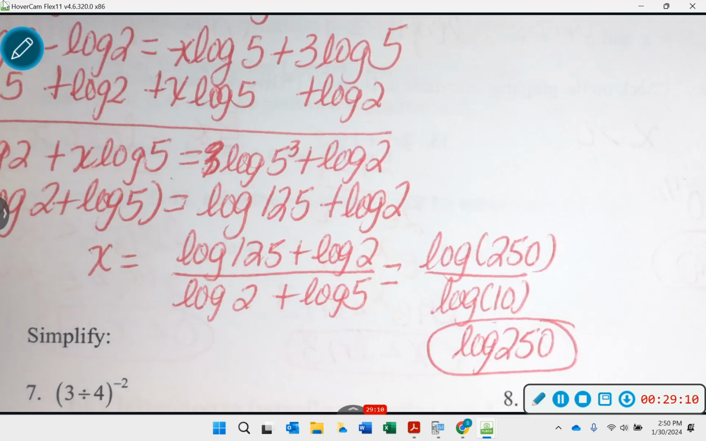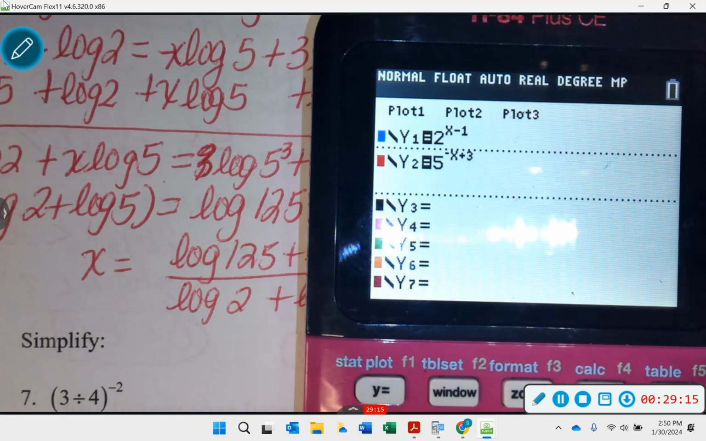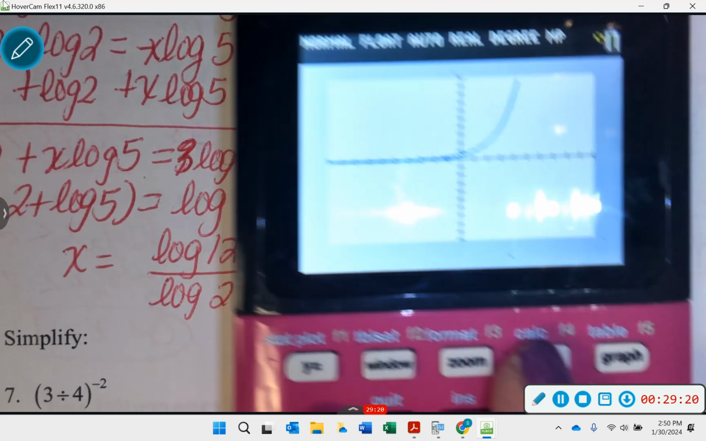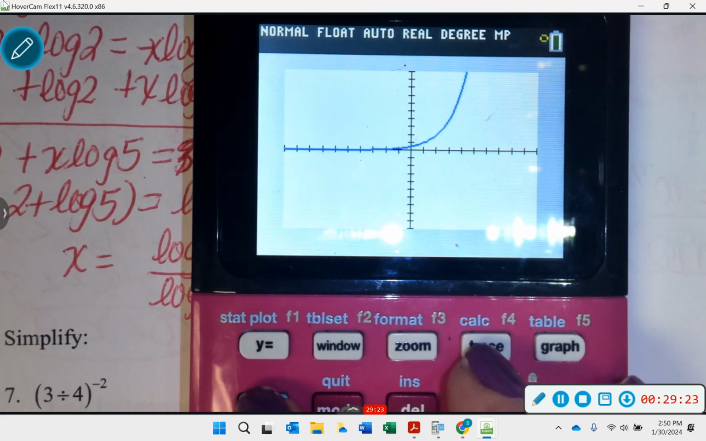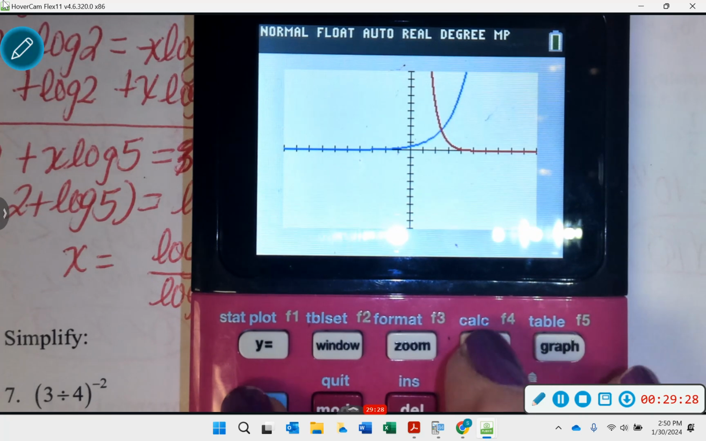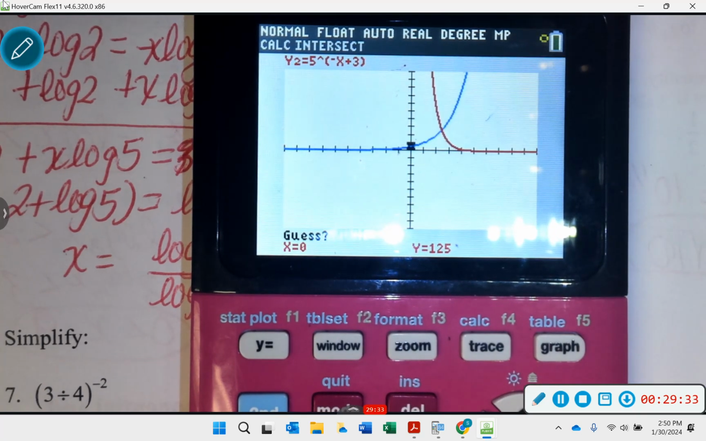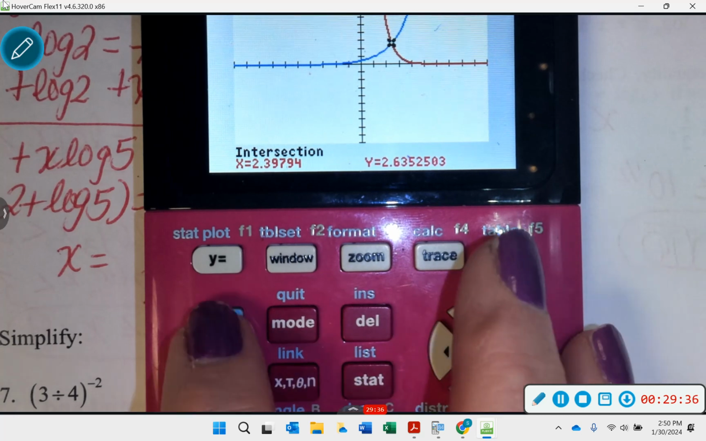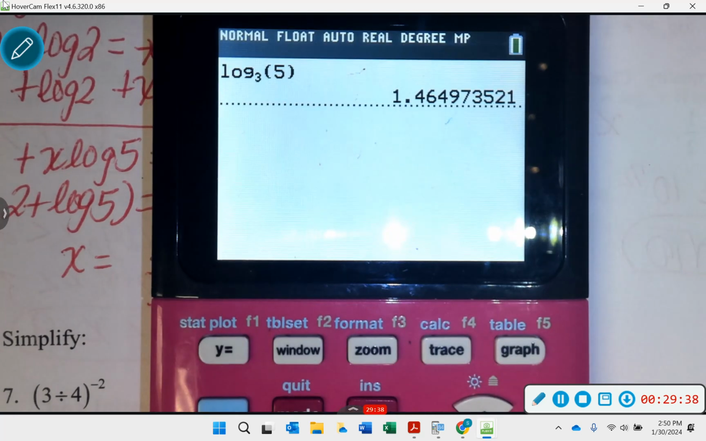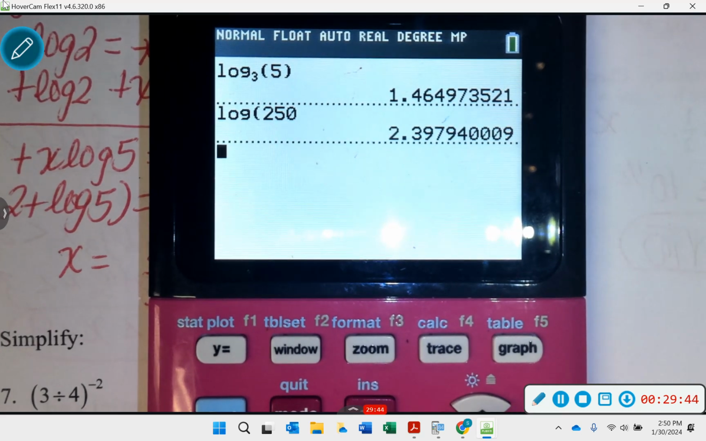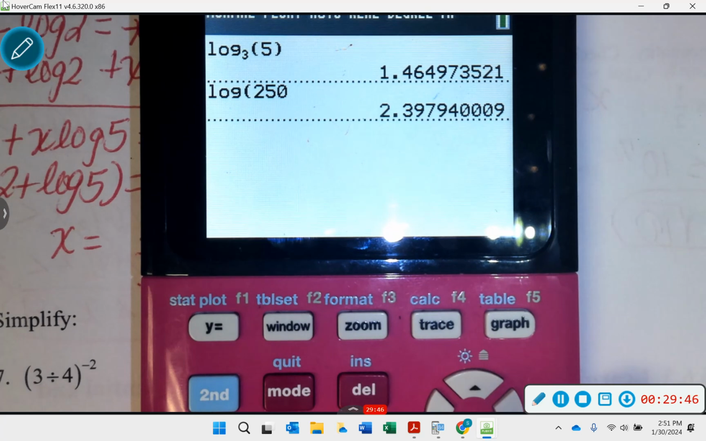I want to show you something here, guys, how you can check this. Look, I just put in my original problem. I'm going to zoom 6 it and find out where those intersect. If this is on the calculator part, I wouldn't even bother with all that stuff we just did. But if it's not on the calculator part, we have to, or if it asks for the exact answer. But look, I'm going to find that point of intersection. 2.39794. Well, what's the log of 250? Log of 250 is 2.39794, right? Same answer.